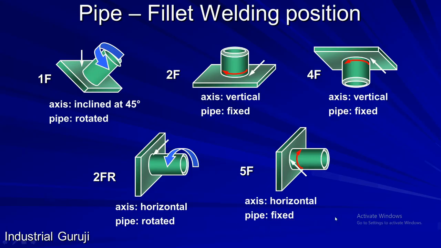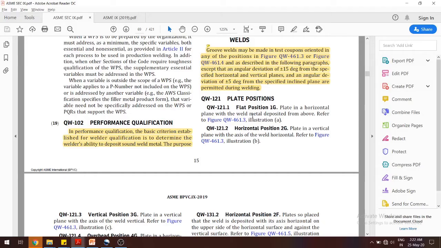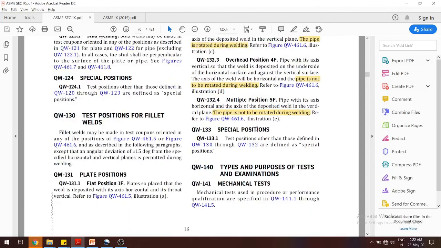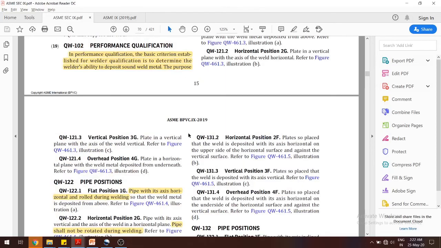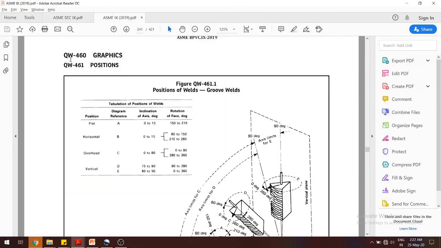So friends, this is all about plate and pipe groove and fillet weld positions. Hope all of you have understood these. Friends, the positions which I explained are given in ASME Section 9. These are explained in detail in clause number QW121, and figures are shown in clause number QW460.